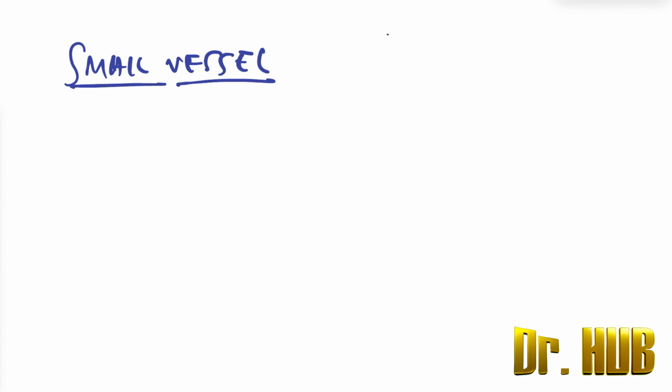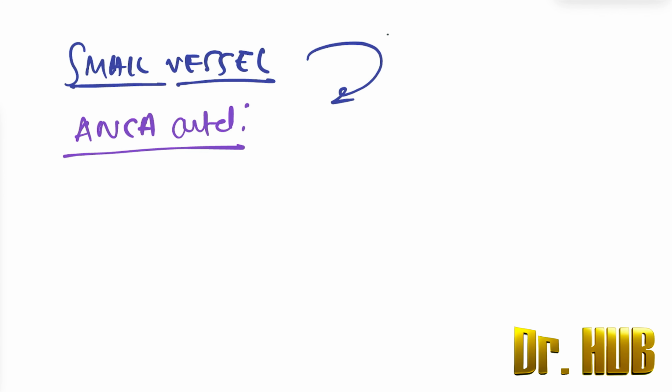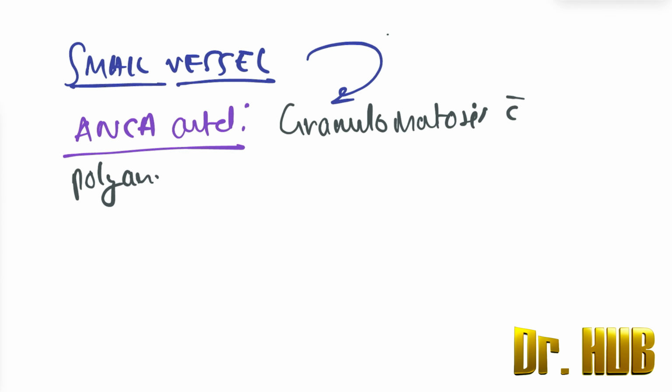Now we'll be looking at the small vessel vasculitis. The small vessel vasculitis is divided into two categories. One is the ANCA associated. So what is meant by ANCA associated? ANCA associated deals with granulomatosis along with polyangiitis, and this involves Wegener's granulomatosis.